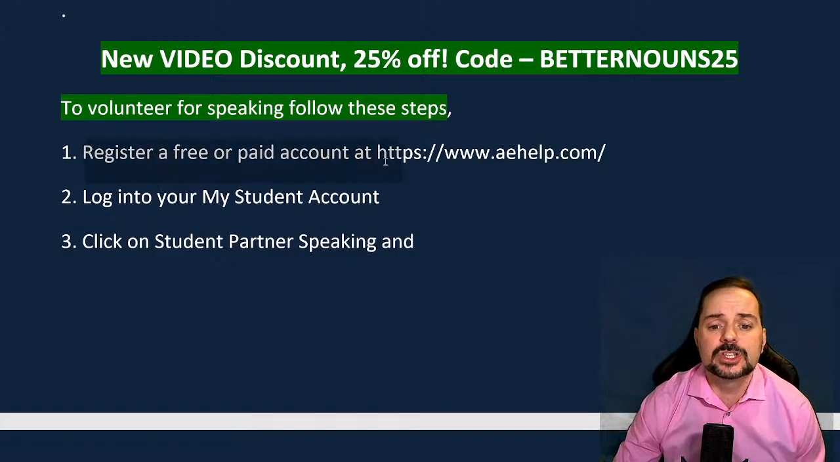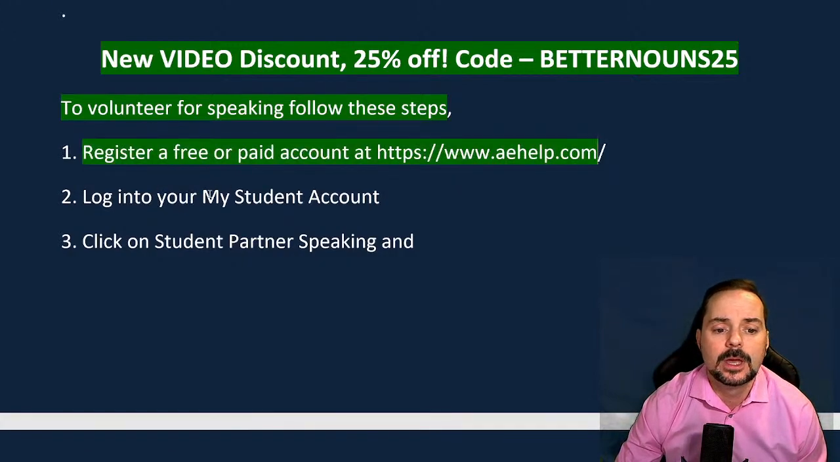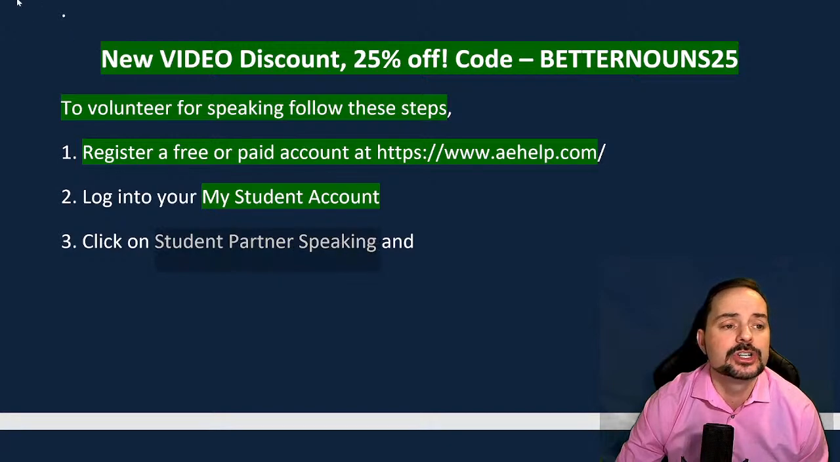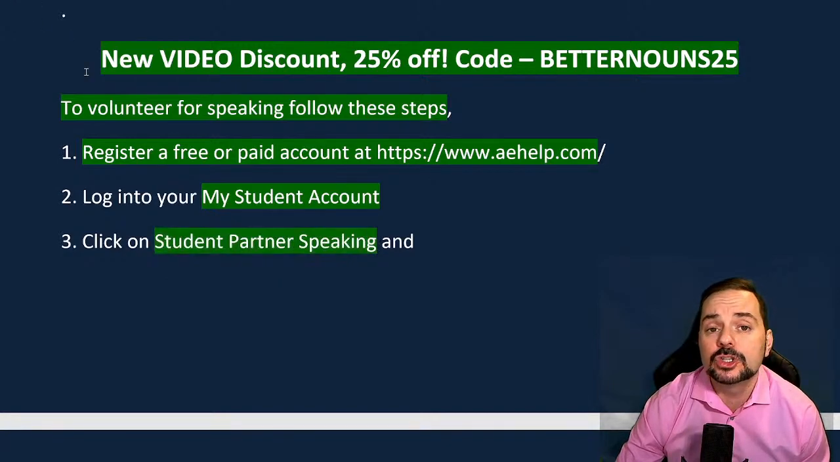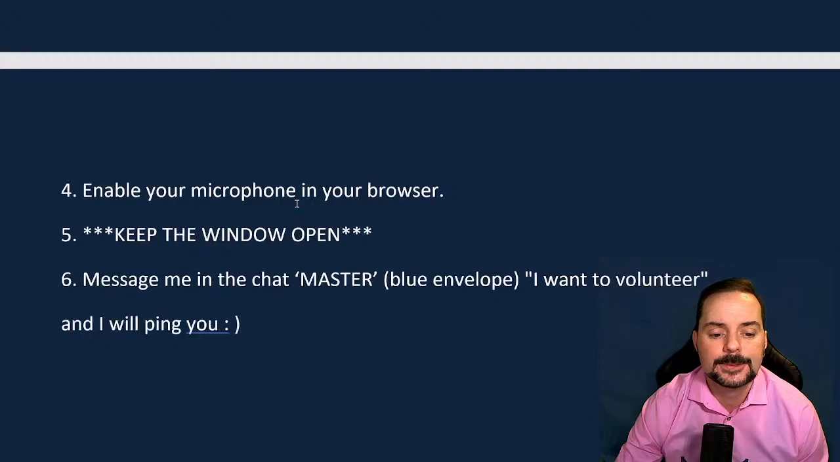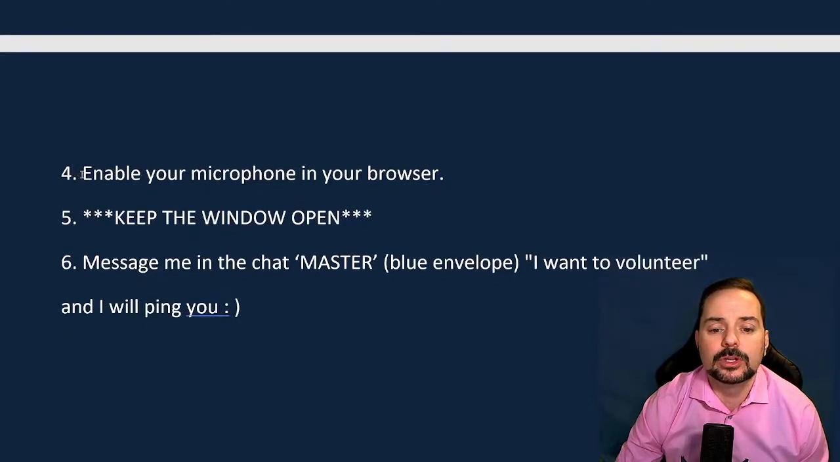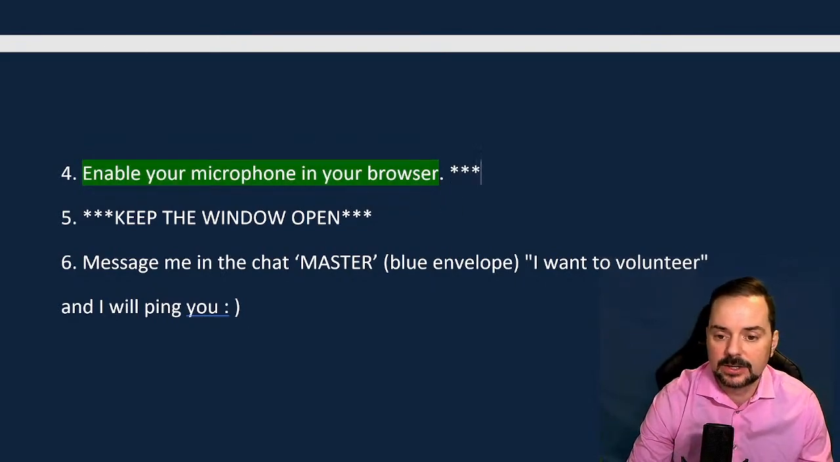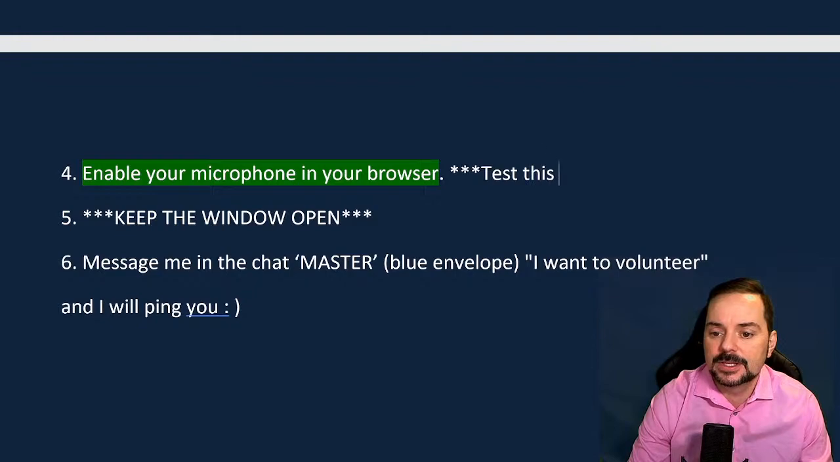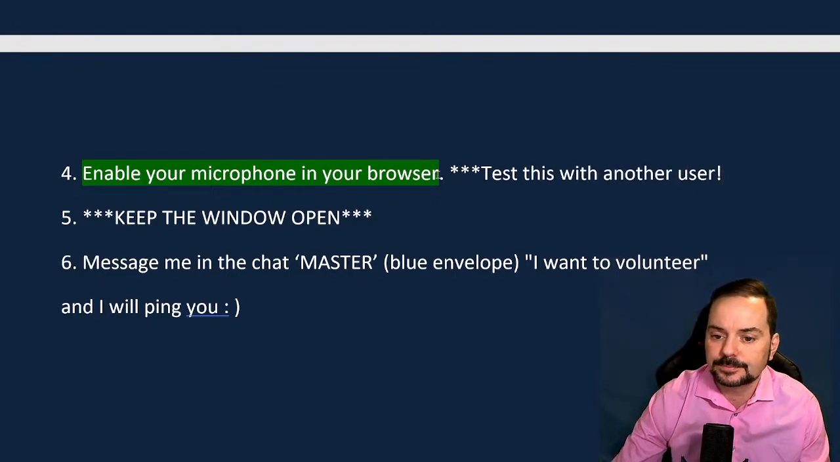So first of all, register a free or a paid account at aehelp.com. Once you have that account, then go to your My Student account, go to Student Partner Speaking. Okay, I'm going to show you this, so don't panic. Make sure to enable your phone in your browser, okay? Test it with another user.